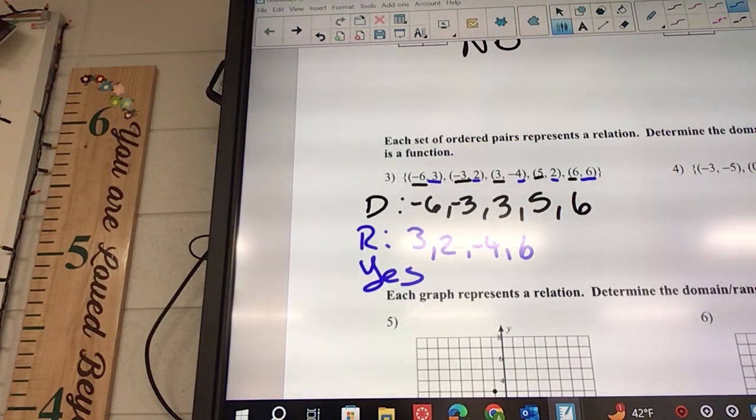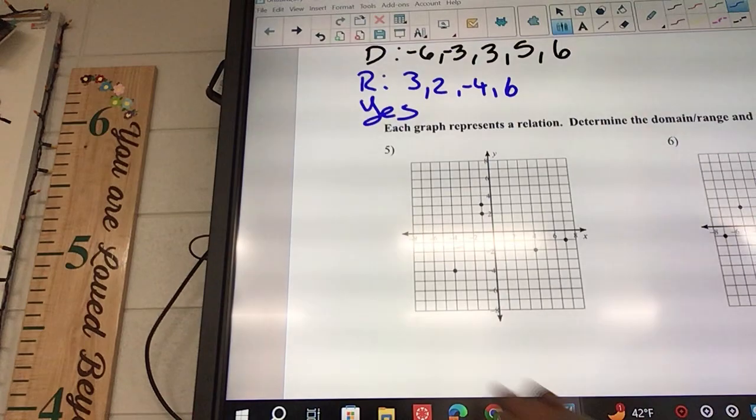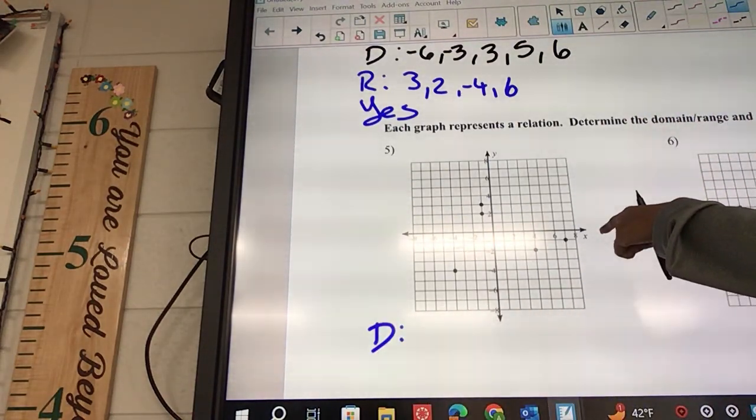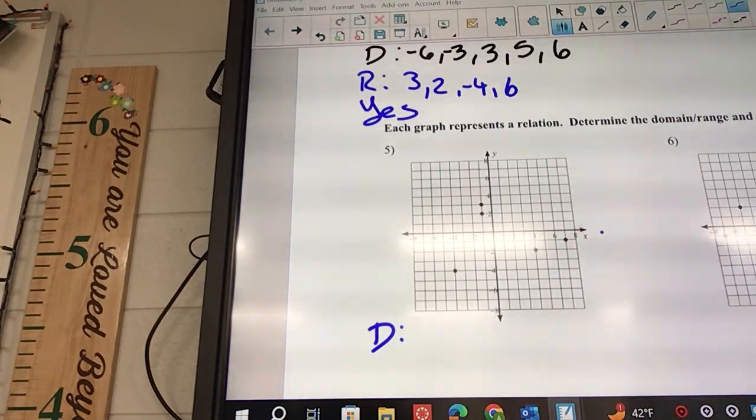Okay, as far as the graph goes, same thing, we're going to determine the domain and range. The domain is going to be from the x line. So we use this line and look up and down a bunch until we find all our numbers.